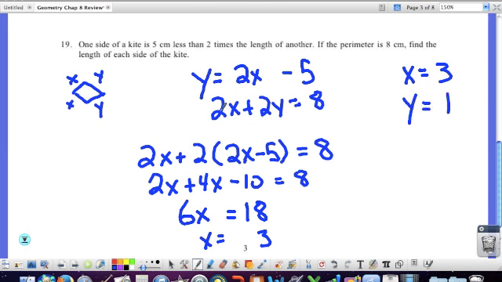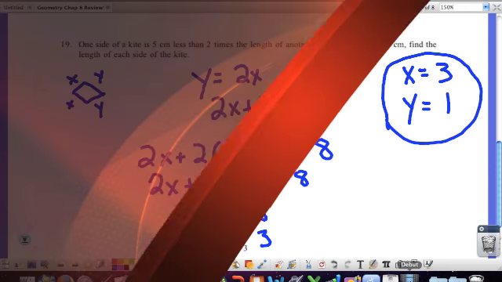I can make sure that works. 2 times 3 is 6, plus 2 times 1 is 2. 6 plus 2 is 8. So those are the two sides, and I did it with a system of linear equations, my favorite.